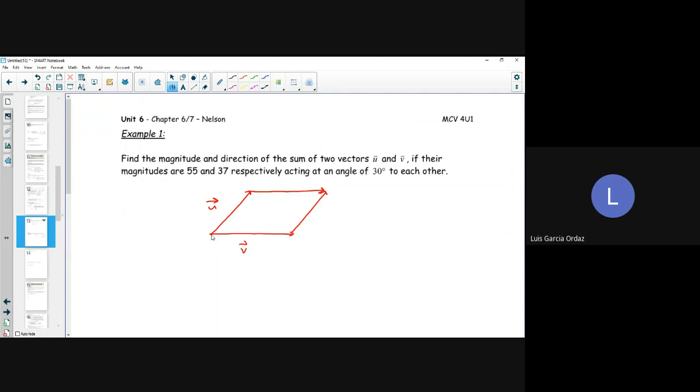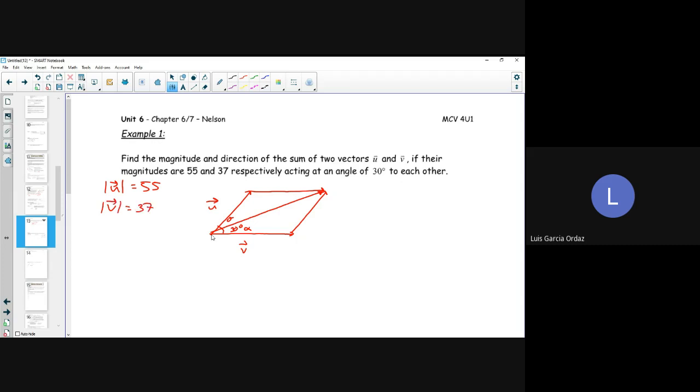And I need to get the magnitude of the resulting vector. But because vector u and vector v are acting at an angle of 30, which means angle uv, which is right here, this is going to give me 30 degrees. However, when I draw my resultant vector, this 30 degrees gets split up into two angles, theta and that other Greek symbol. So I know that the magnitude of u is 55, and the magnitude of v is 37.